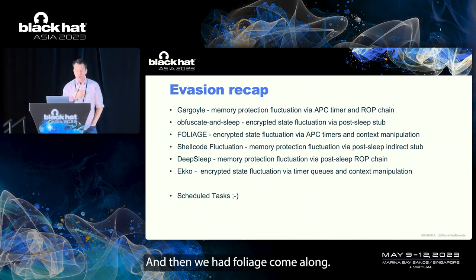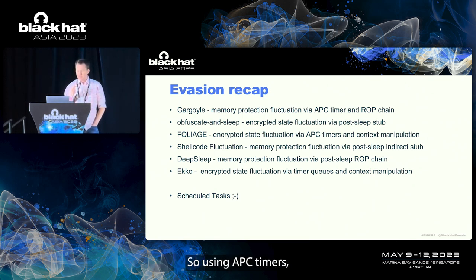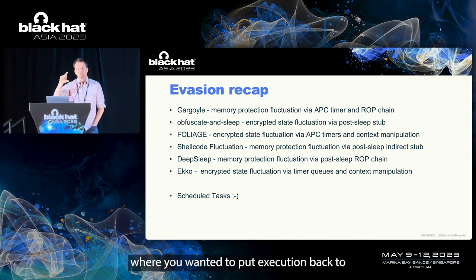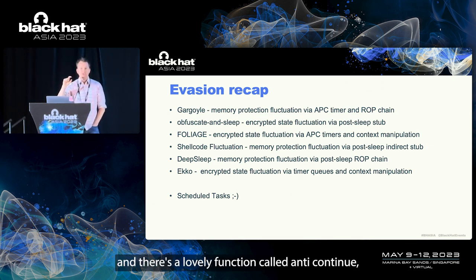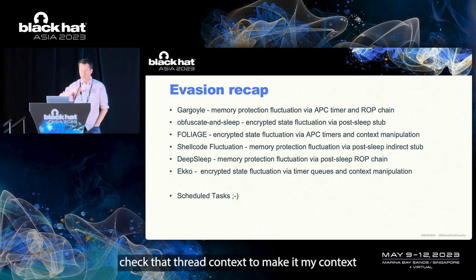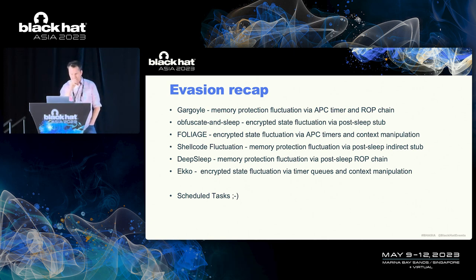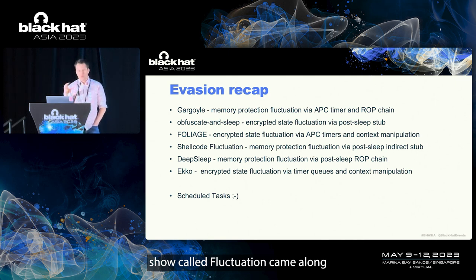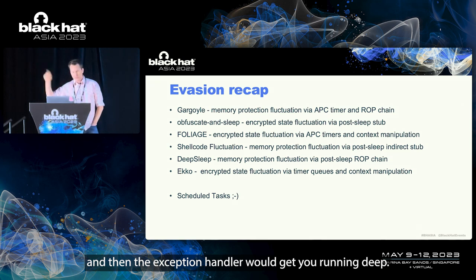And then we had Foliage come along. It was doing both encryption and this memory state fluctuation, still using APC timers, but instead of using a ROP chain that you've got to calculate for each OS, it used a thread context, where you wanted to put execution back to, and this lovely function called NtContinue, which basically says, hey, take that thread context and make it my context, kind of like SetThreadContext for me. Shellcode Fluctuation came along and moved things up a little bit, so you still got this memory protection fluctuation, but instead of after the sleep, it would trigger an exception, and then the exception handler would get you running.